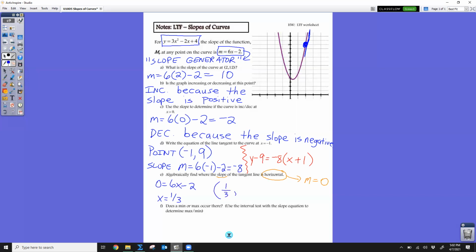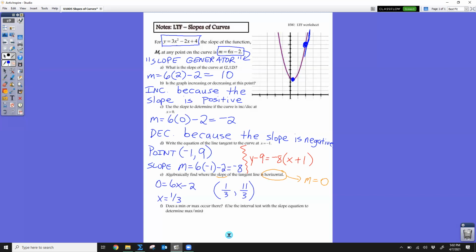In order to figure out the y coordinate, take our 1/3, plug it back in up here again to our y equals 3x squared minus 2x plus 4 equation. And I believe if you do that, you should get something like 11/3. So I'm going to go ahead and plot that point. 1/3, 11/3 is right here.